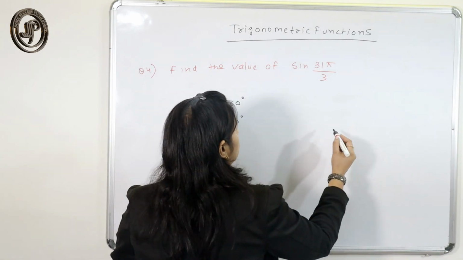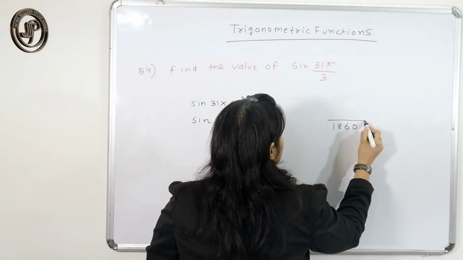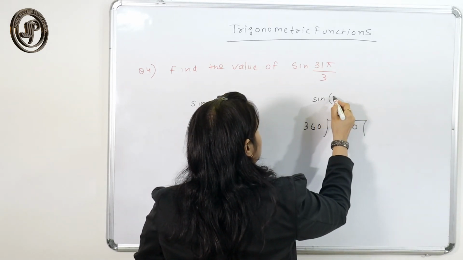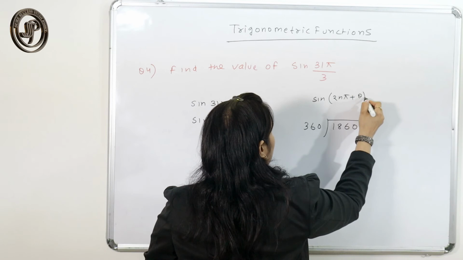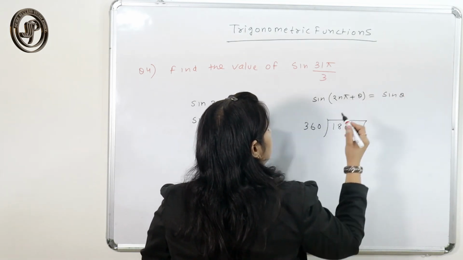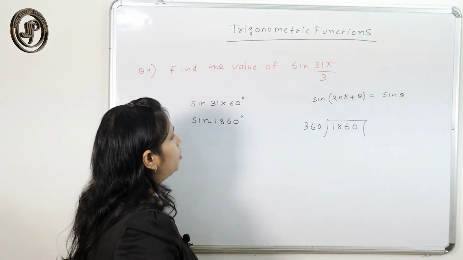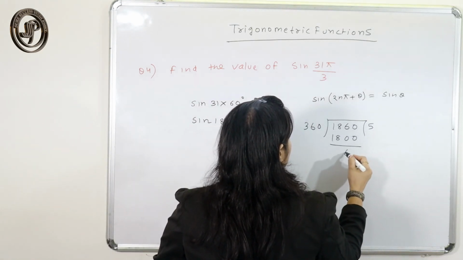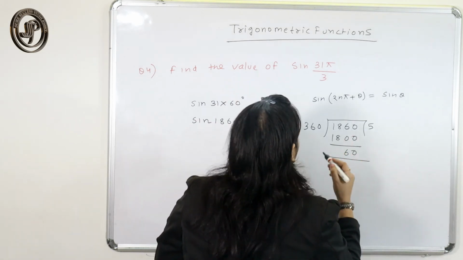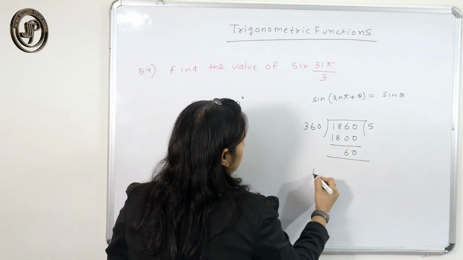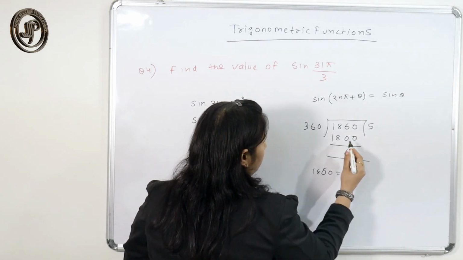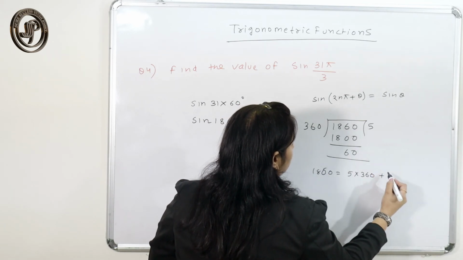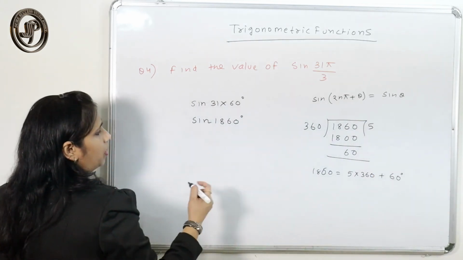What you have to do in these kinds of questions is just divide it by 360 degree, because we know the identity sine 2n pi plus theta is sine theta, right? So if you divide it by 360 degree, you will get how much? Here 60 degree remains. Okay, so 1860 can be written as dividend equals 5 into 360 plus 60 degree. So this way you can write it now.